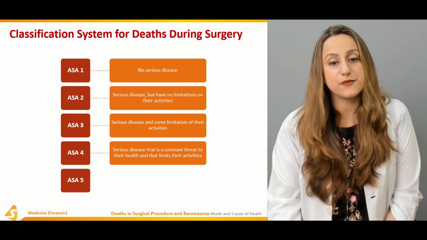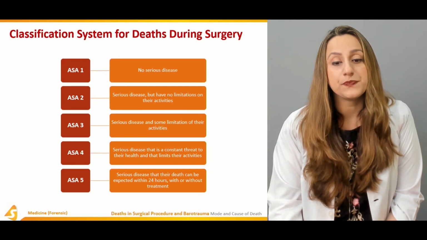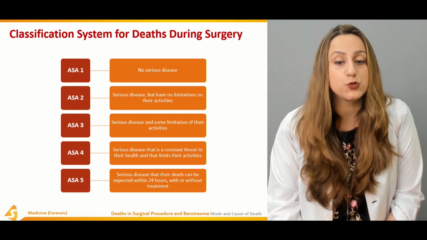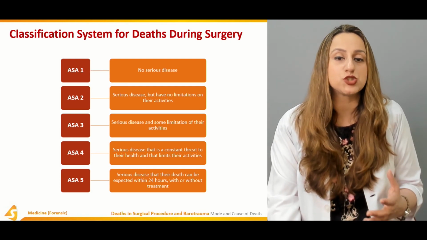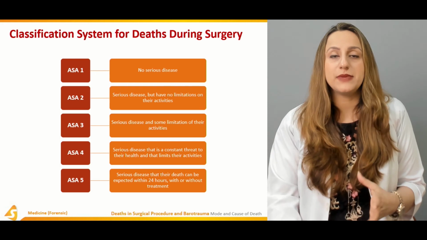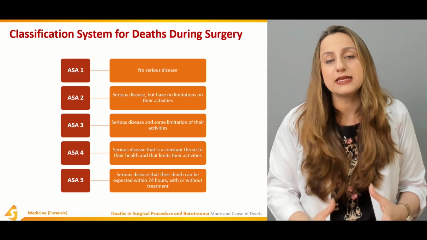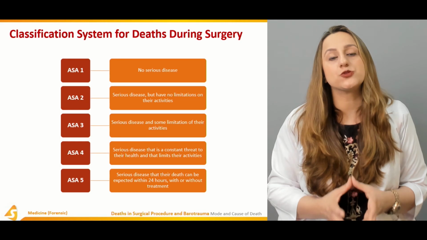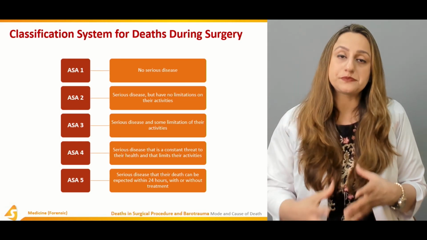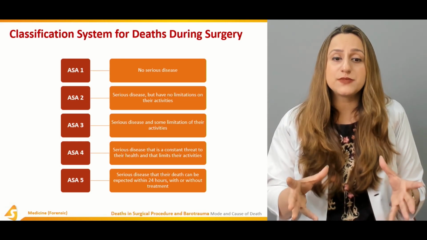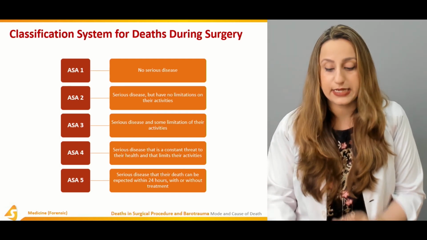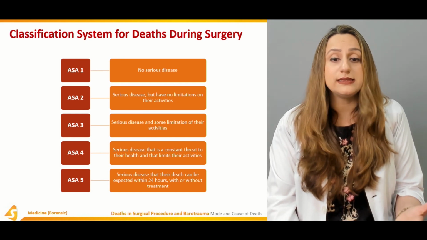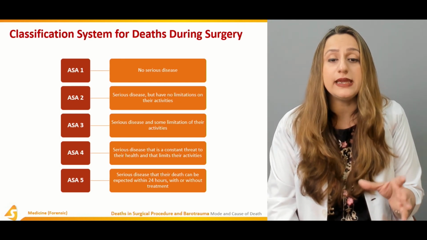The ASA5 includes a serious disease where death can be expected within 24 hours with or without the treatment. So this is a classification on which the society decides whether the investigation has to be carried out or not, and the deaths that lie between ASA1 and ASA2 are the deaths that have to be investigated in particular, because in these groups there are no serious diseases that the person was suffering from.